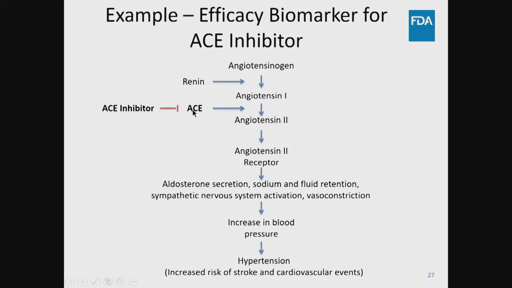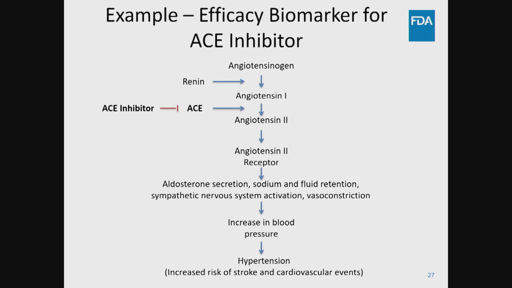The angiotensin converting enzyme then converts angiotensin 1 into angiotensin 2, which acts via the angiotensin 2 receptor to cause aldosterone secretion, sodium and fluid retention, sympathetic nervous system activation, and vasoconstriction. This leads to an increase in blood pressure, and this causes hypertension.